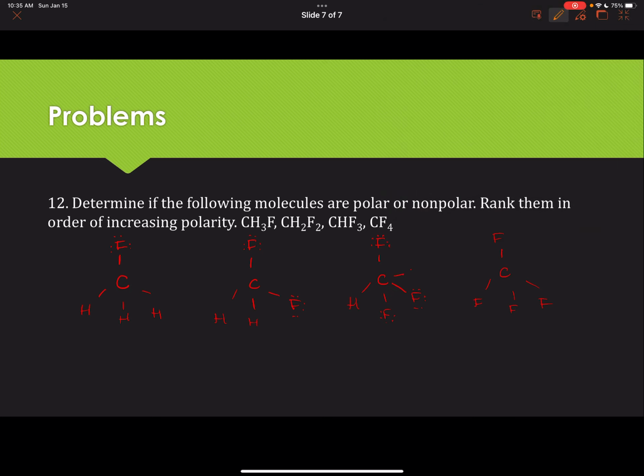If I look at my bond types, in all of these molecules, I have carbon-hydrogen bonds, which are nonpolar. And then I have carbon-fluorine bonds, which are polar. So the carbon-fluorine bonds are going to have my partial negatives. So I'm going to have a dipole here on my CH3F. My CH2F2, I've got two fluorines that are both partially negative. And then same thing with my remaining molecules.